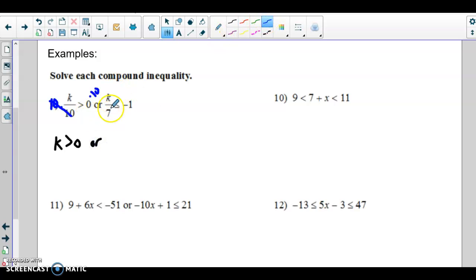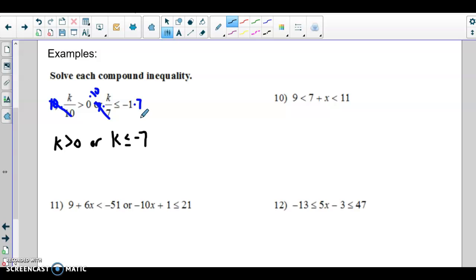The other inequality, k over 7 less than or equal to negative 1. Here I want to multiply by 7 on both sides. Multiplying by 7 cancels the division by 7, so I just have k less than or equal to negative 7. And that's it.